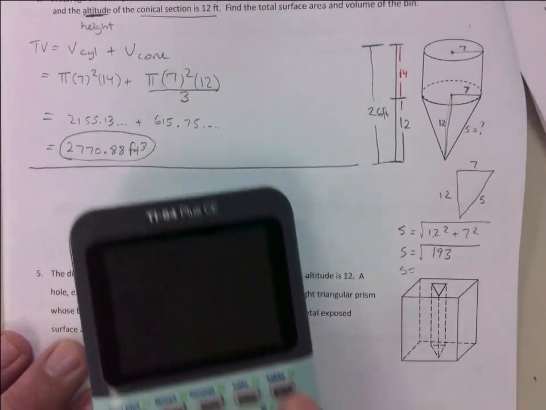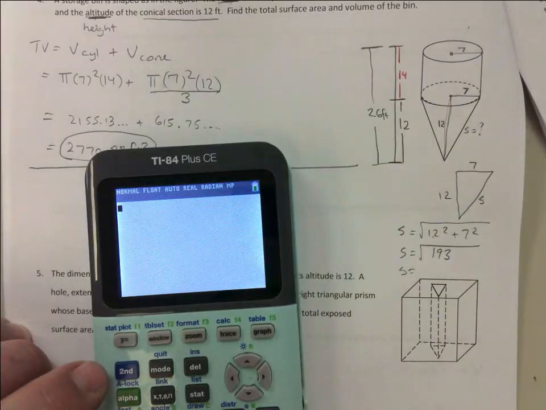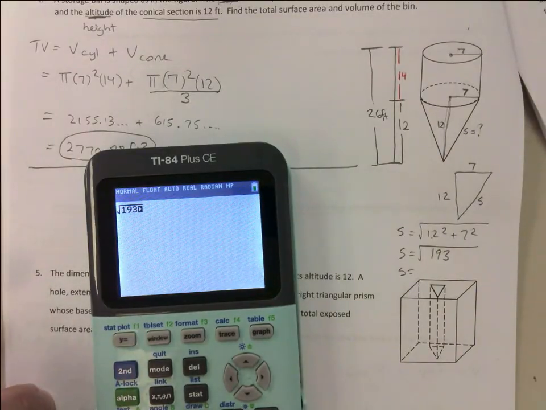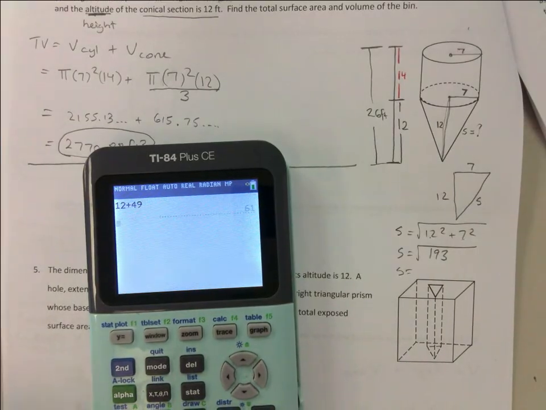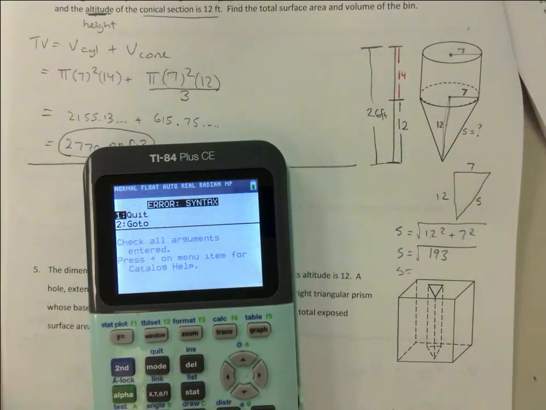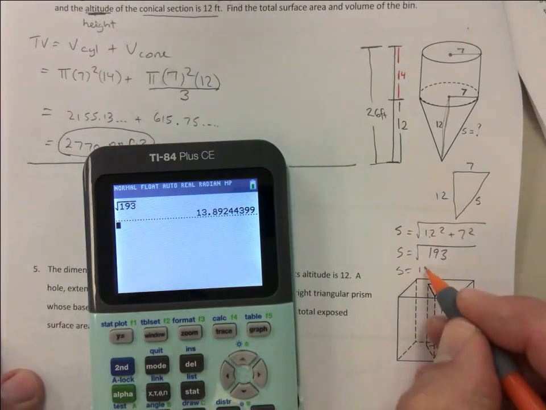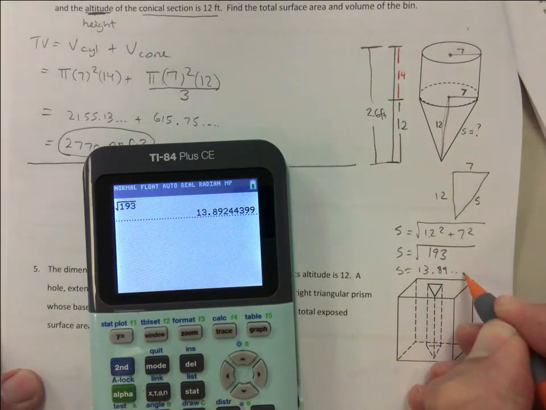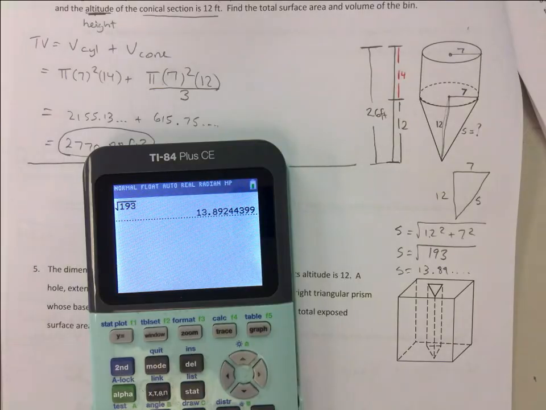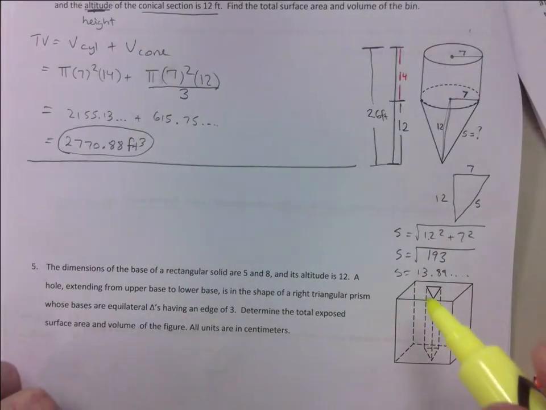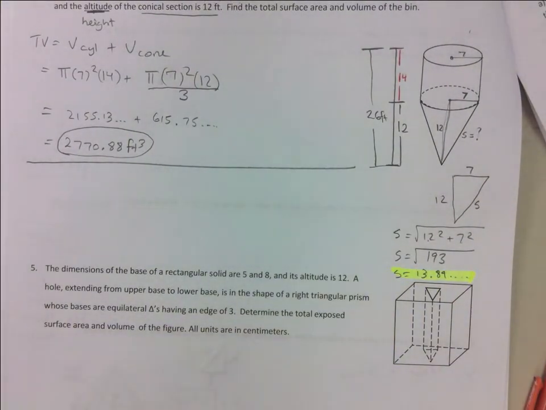Don't round too soon, okay? So let's figure out what the square root of 193 is. Is that right? Let me check that. 12 squared plus 49. 193, yeah. Take the square root of that. 13.89 ... right? Don't round just yet. I'm going to highlight that one because it's hard. You usually miss it if you look through your notes, right?